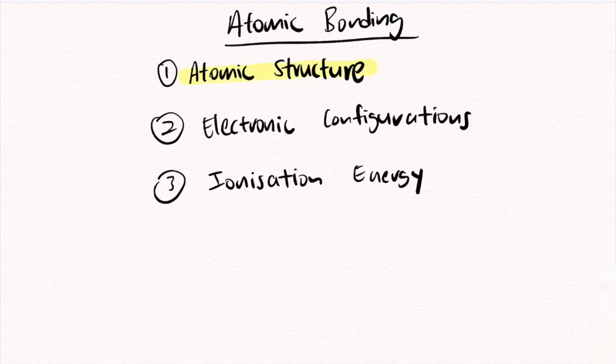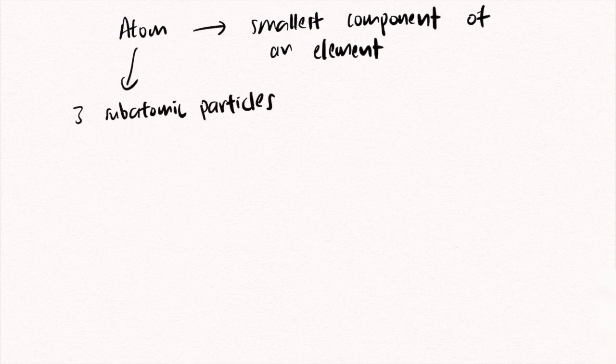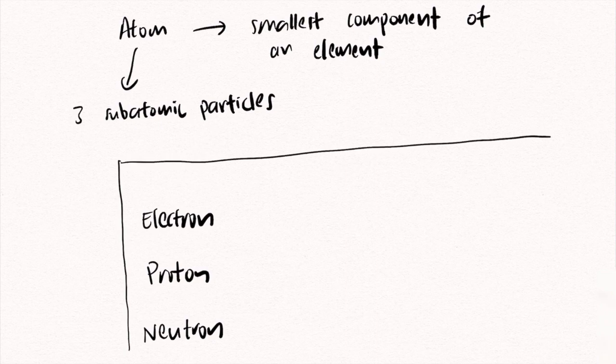Before we begin, first things first. What is an atom? An atom is basically the smallest component of an element. An atom consists of three main units, which is the electron, the neutron, and the proton. These are the three subatomic particles that are present in an atom.